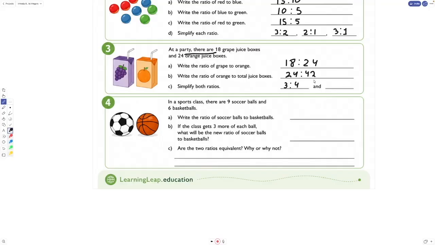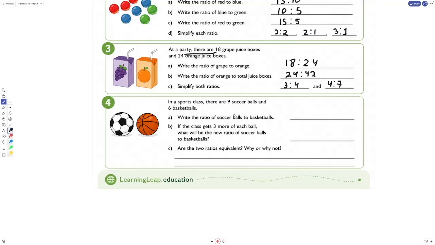Now, next one. All right, what's the highest number that goes into both 24 and 42? If you said 6, good job. 6 goes into 24 how many times? 4 times. And how many times does 6 go into 42? 7 times. All right, so our ratio would be 4 to 7, and we can't divide it anymore.